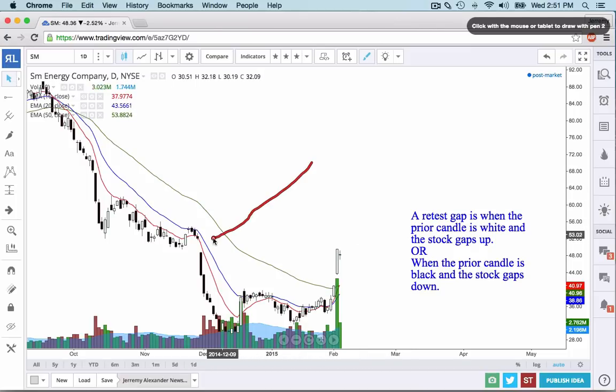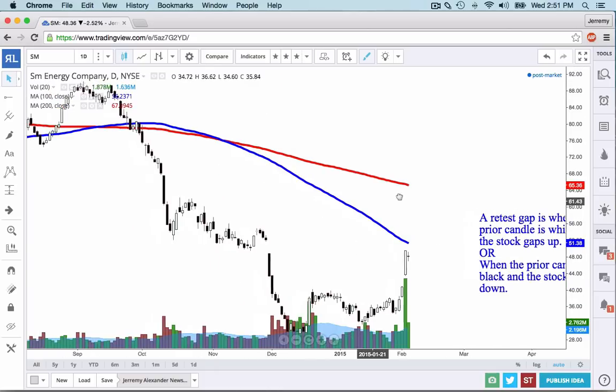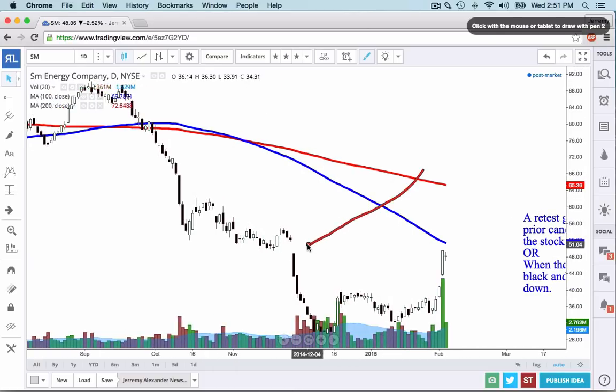So SM Energy, right? It's at a gap. What type of gap was this? Riddle me that, boys and girls. This type of gap, just a little bit ago, what type of gap was that right there? That was a retest gap. Yes, black candle, gaps down, that's a retest. Here's a trick question. Did it clear a pivot point? Did it clear a short-term support resistance? The answer is also yes.